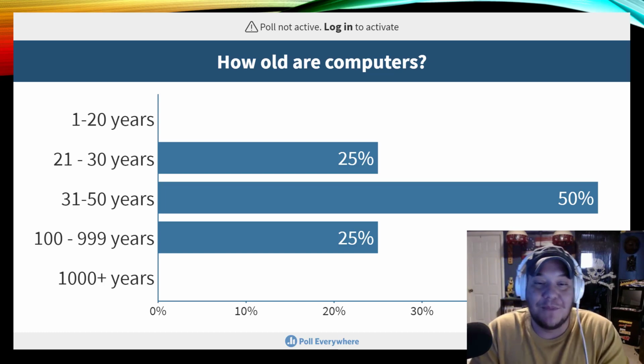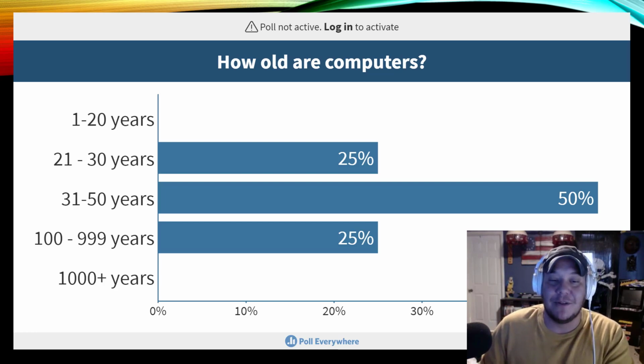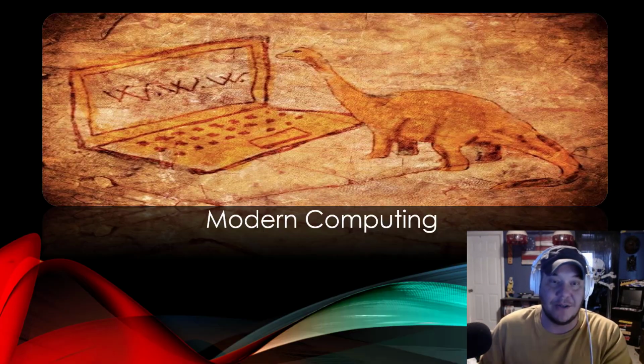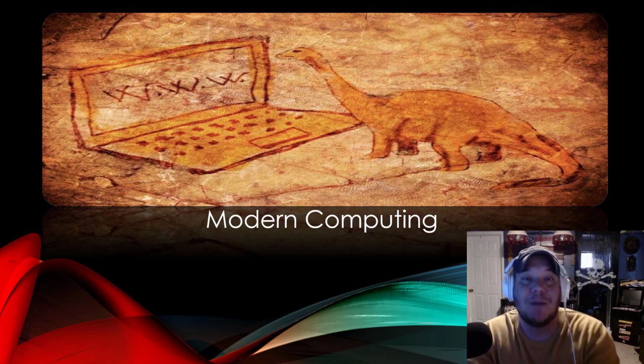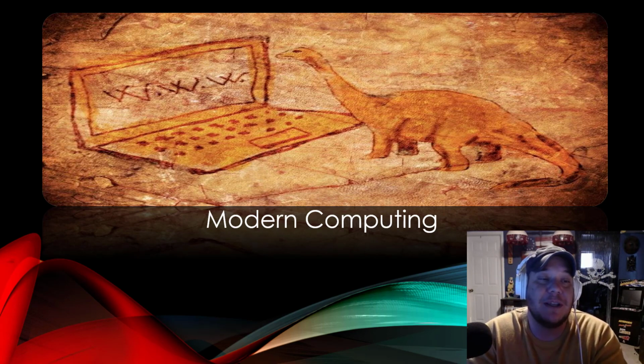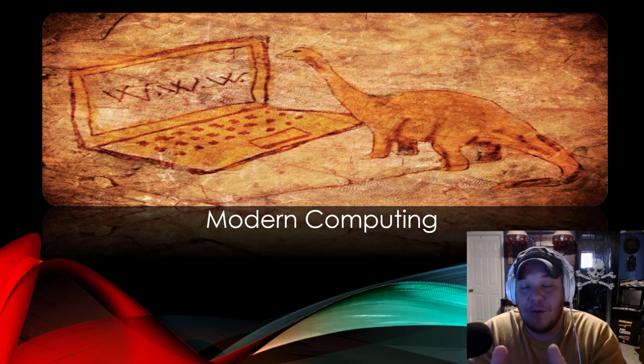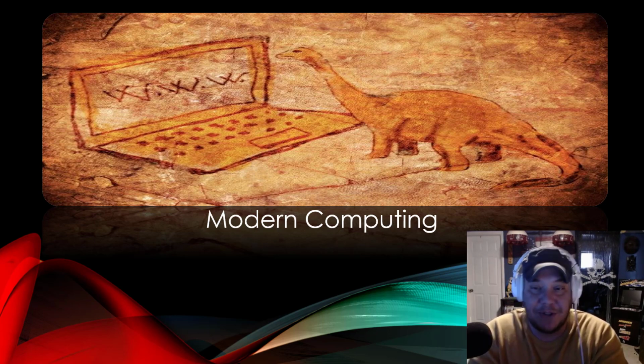So what if I told you that computers are actually substantially older than that? If we're talking about computers, we go to a hugely different time frame. Computers of the modern age come down to five generations.